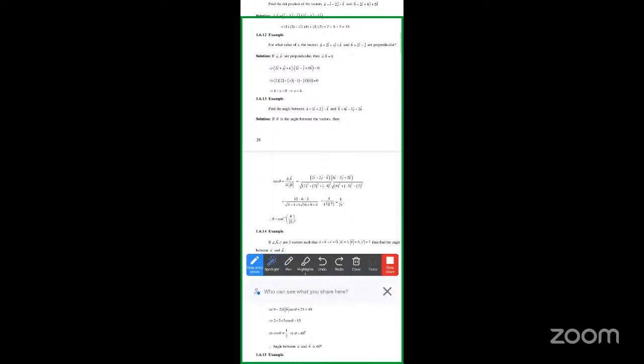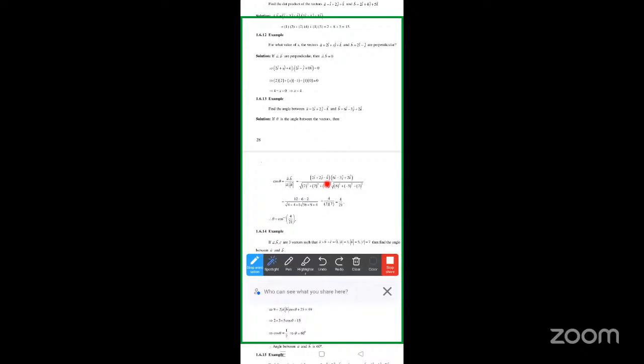Next example: find the angle between them. A bar is 2i plus 2j minus k and B bar is 6i minus 3j plus 2k. The solution: let theta be the angle between the two vectors. Then the formula is cos theta is equal to A dot B by mod A into mod B. Mod A is nothing but the magnitude, so mod A into mod B are the magnitudes of the two vectors.